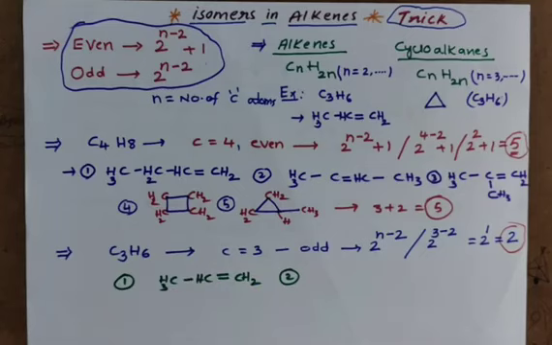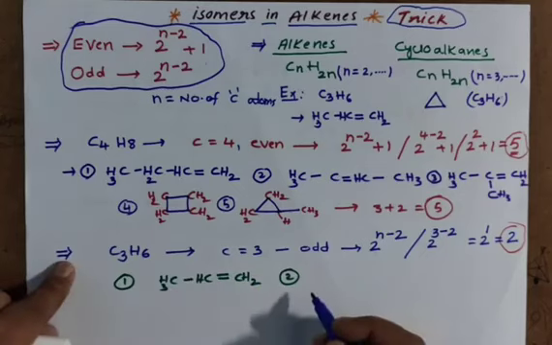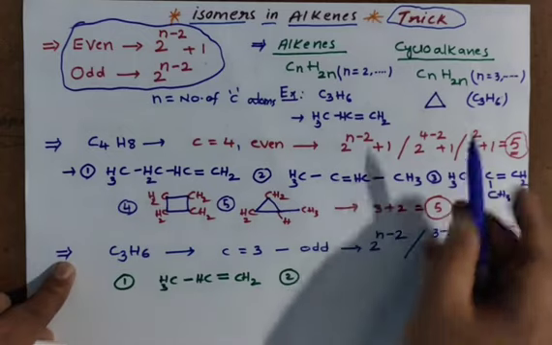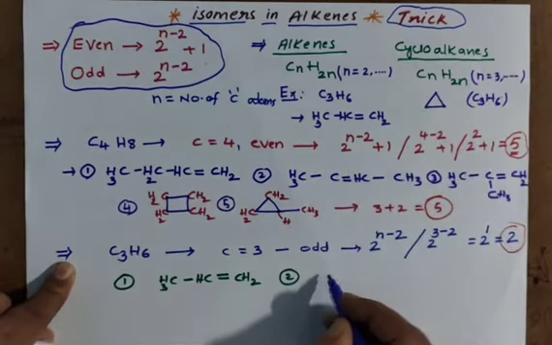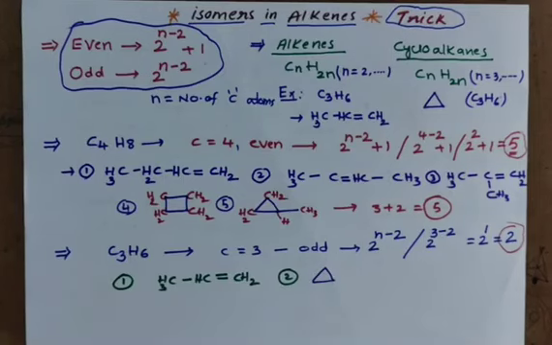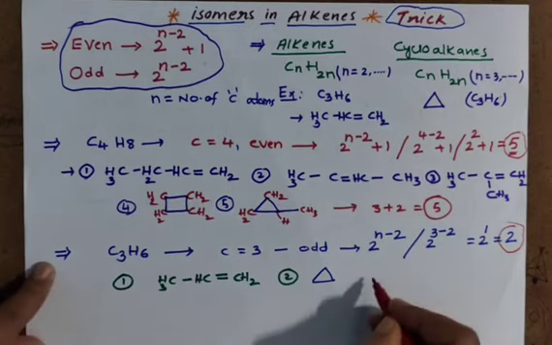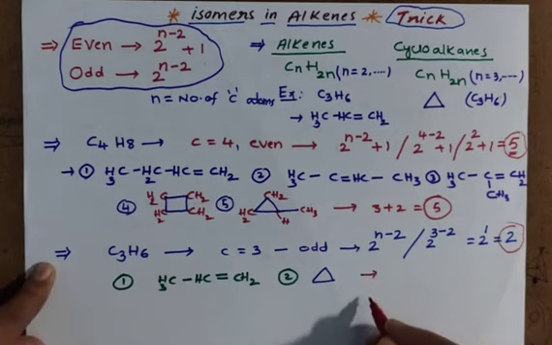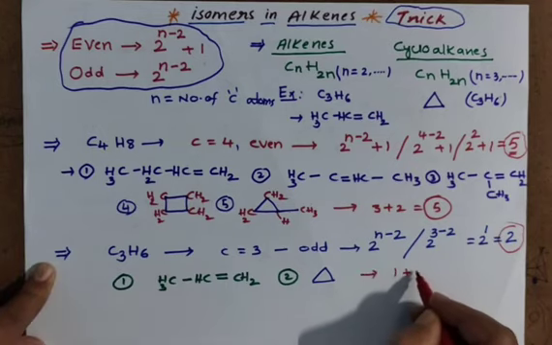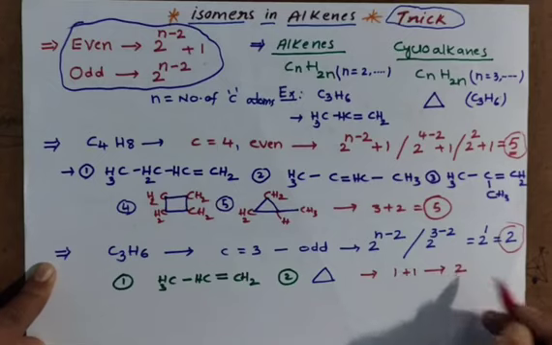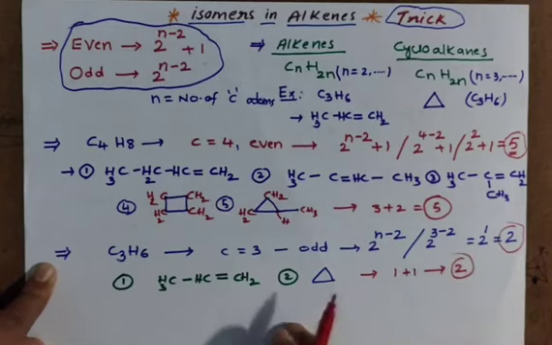Now you go with cyclic. Cyclic is also possible. A 3 carbon cyclic is there. So I am taking cyclopropane. Cyclopropane. Alkenes and cycloalkanes are isomers. So these two are possible, no other. So here I got one open chain, one ring chain, together 2 isomers.